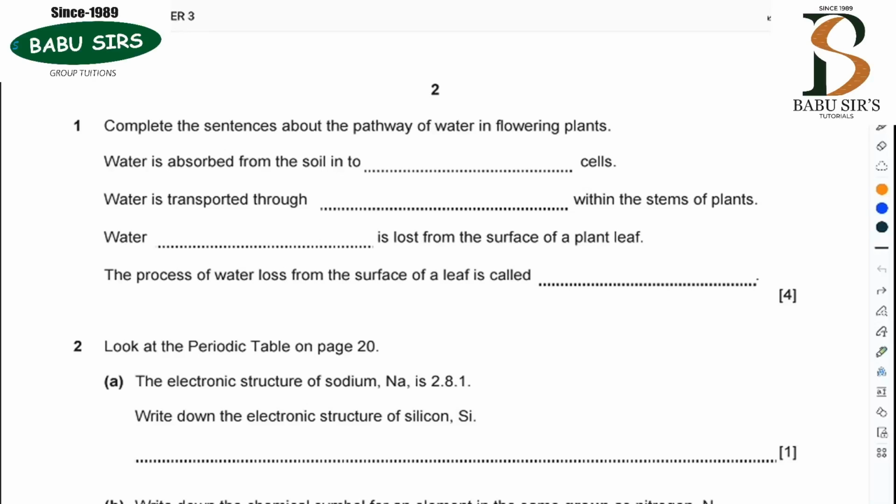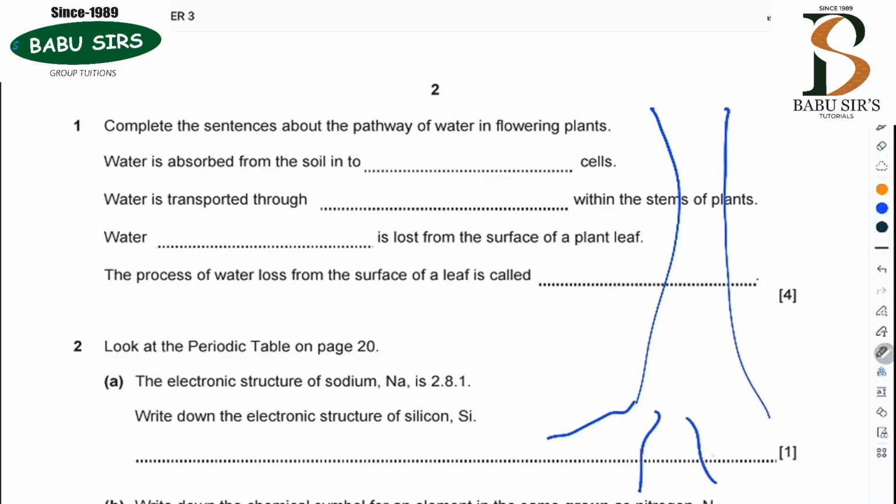Question number 1. Complete the sentence about the pathway of water in a flowering plant. So suppose if we see the pathway, every plant has a stem. After the stem, there are roots. And then here I'll draw a single leaf. Ultimately, it will be going to all the leaves.